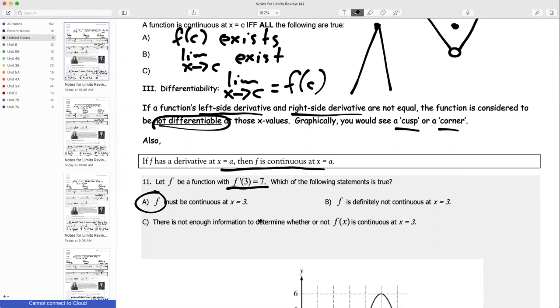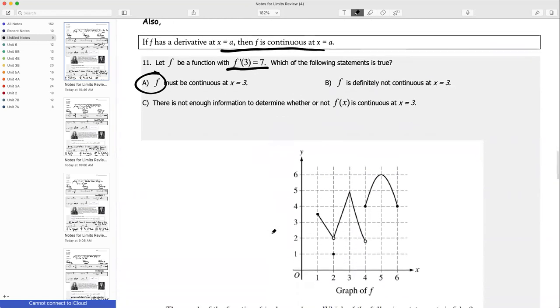So before we answer the next question, let's look at the graph here and let me ask you some questions. Are there points on the graph that are not continuous? Yes. Where are they? X equals 2, 4. Okay, there's a removable discontinuity at 2. There is a jump discontinuity at 4. Are there points on the graph that are not differentiable? Yes. At 3. Well, 2. Hold on, let me go through them.